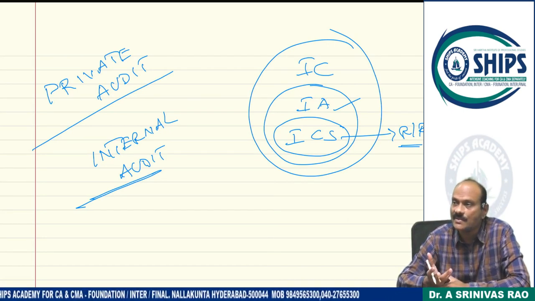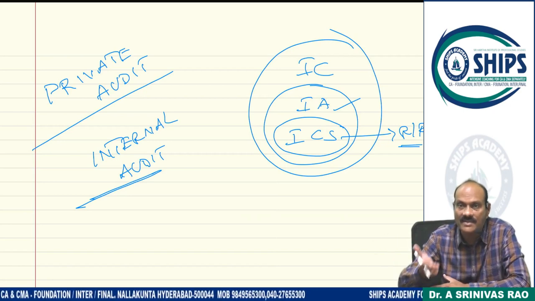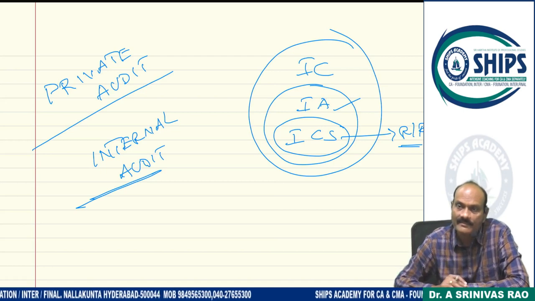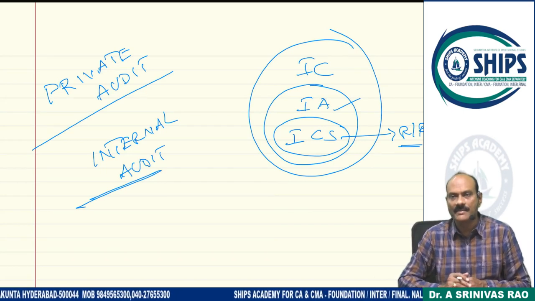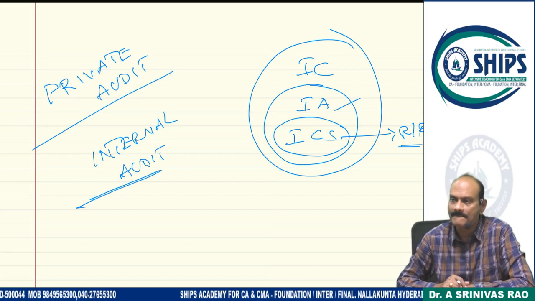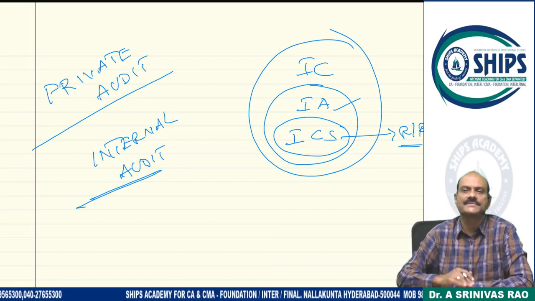What are the weaknesses involved? I want to know what are the irregularities or weaknesses in the internal control system. If I know, I can plug it. He is the one going to certify. These weaknesses he is reporting to management. Will anybody report these to society? That's for the internal auditor, purely for internal purpose.